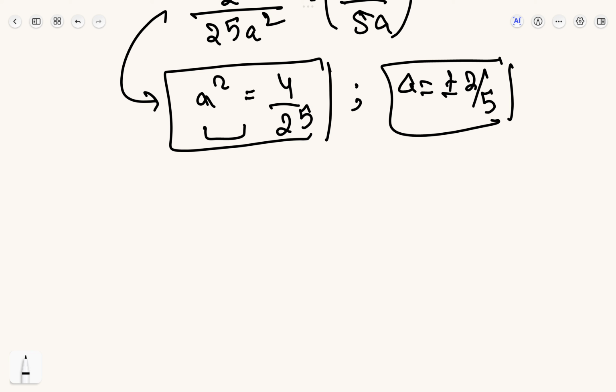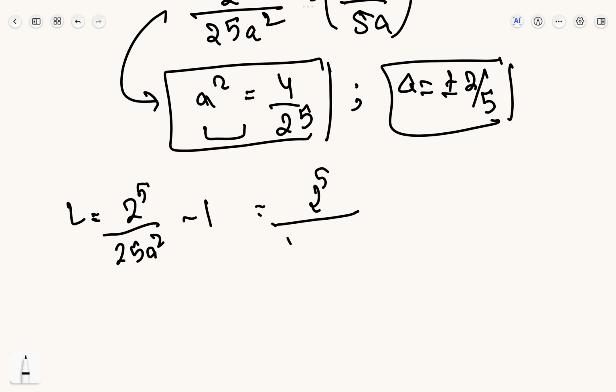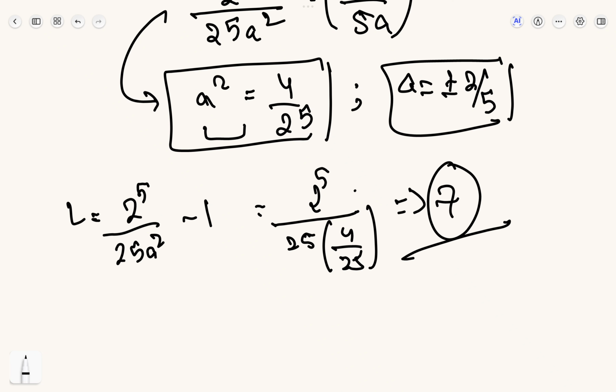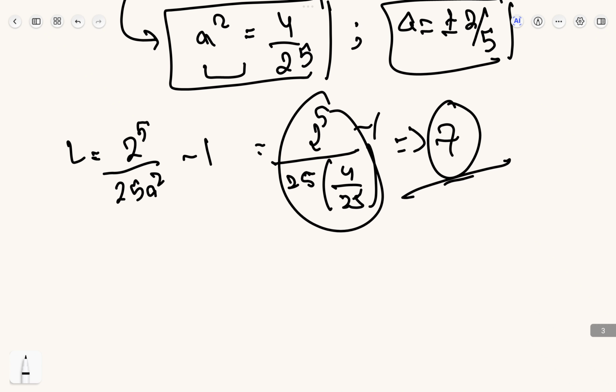Okay. So L was 2 power 5 by 25 a squared minus 1. This would be 2 power 5 by 25 times 4 by 25. So this would be 8, right? Minus 1, this is 7. So L is equal to 7 for our question.